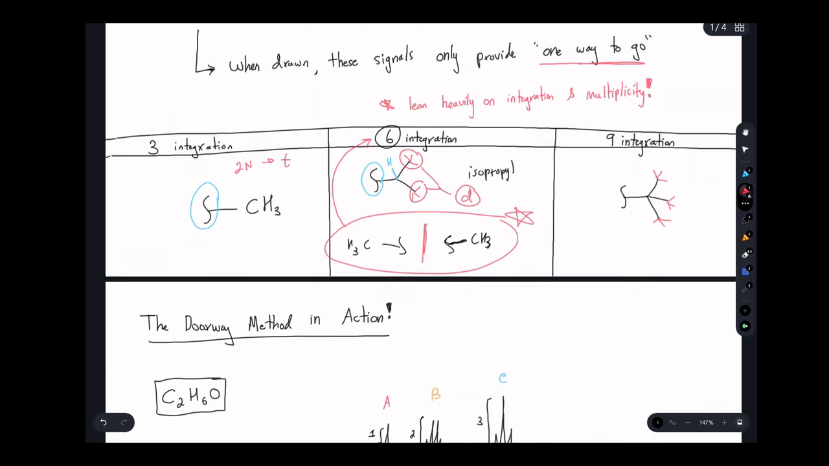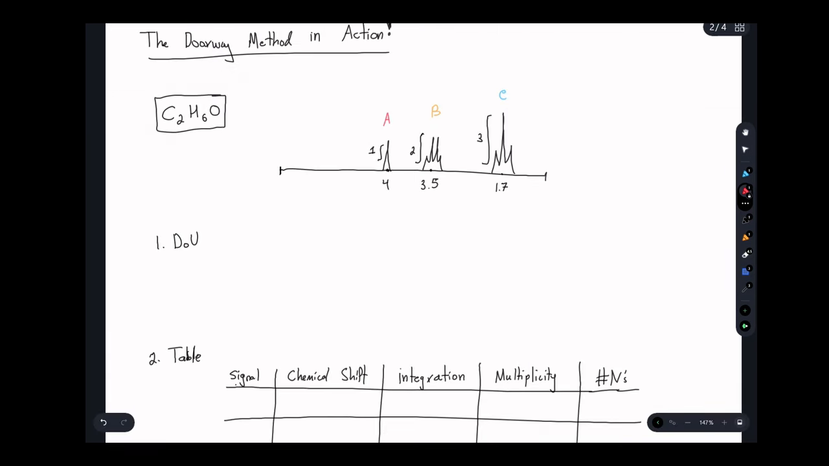Now that I've covered those basics, let's actually apply it for this simple spectrum. The chemical formula given is C2H6O, and with a molecule like this, there aren't even that many options, but let's just really apply this method with a simple structure. First, let's calculate the degree of unsaturation. As a reminder, that's 2C plus 2, the number of carbon, minus the number of hydrogen, divided by 2.